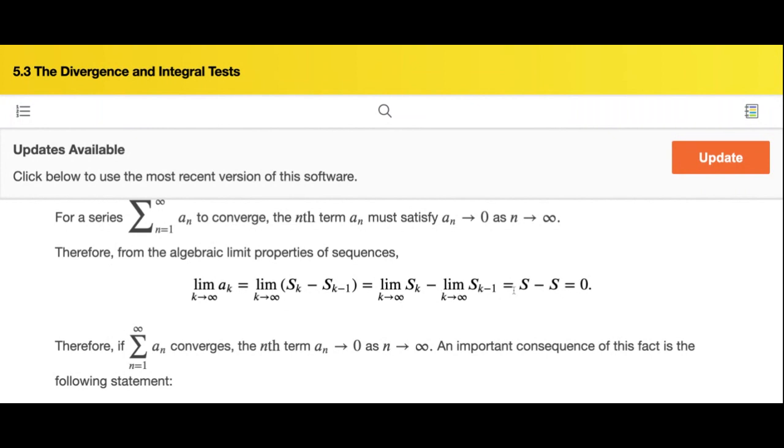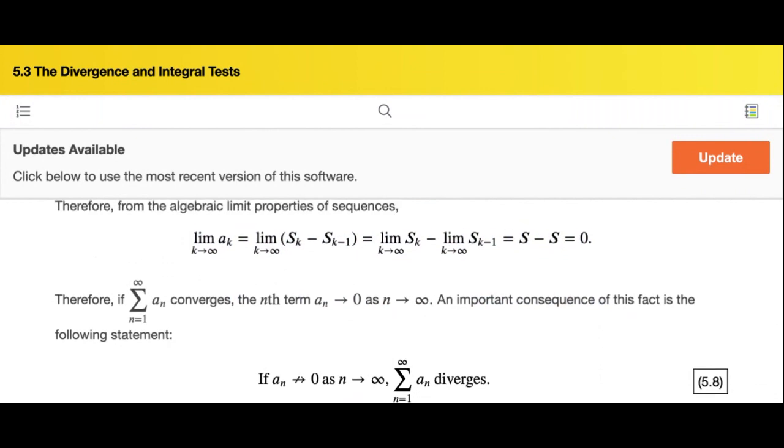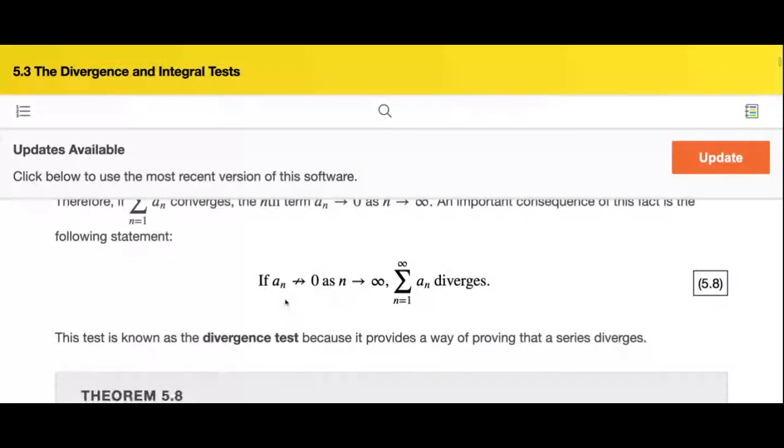So if each partial sum approaches s, because the difference goes to 0, then a_k goes to 0. So that means at a certain k value, the term is starting to go to 0. Therefore, if a series converges, the nth term has to approach 0 as n approaches infinity. The important consequence of this fact is the following statement.